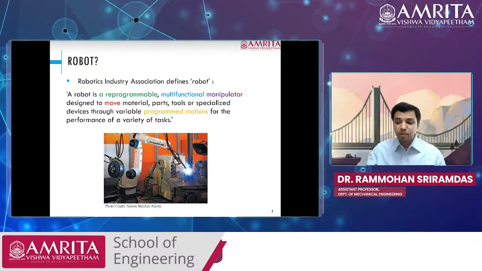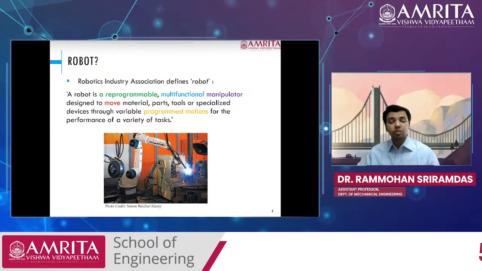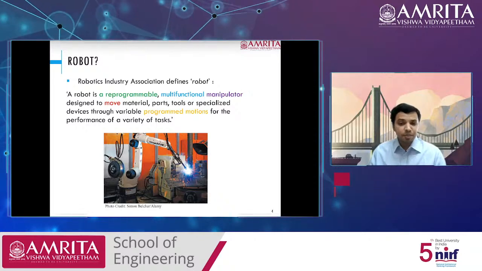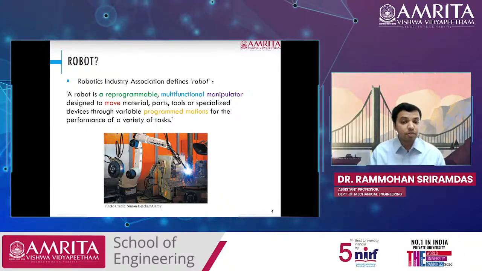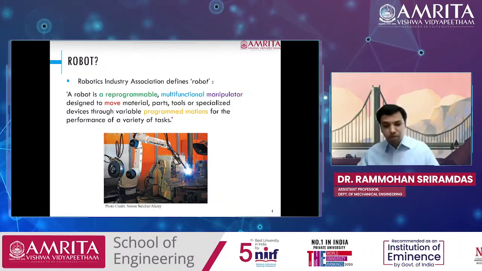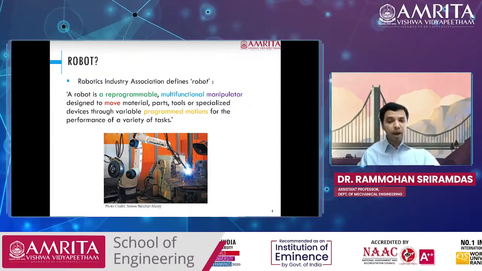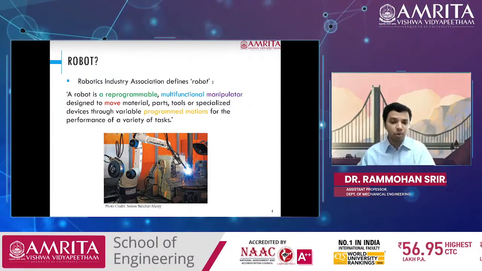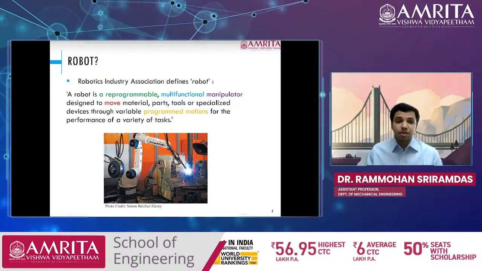So it need not be performing just a welding operation, but it will be able to do, say, a pick and place operation, right? Or a machining operation. So we could do multiple functions using this manipulator. And in doing so, we are letting it move, say, a tool or a part in a programmed manner, right? So in a programmed motion is what we attribute to this. And this is a robot.